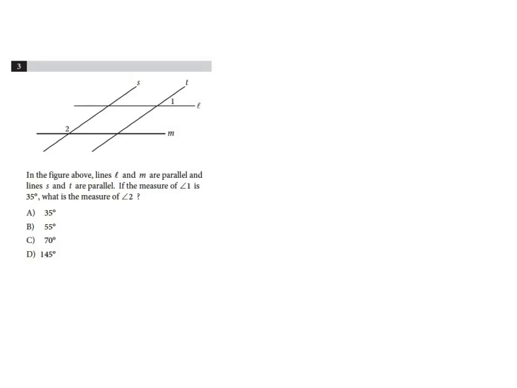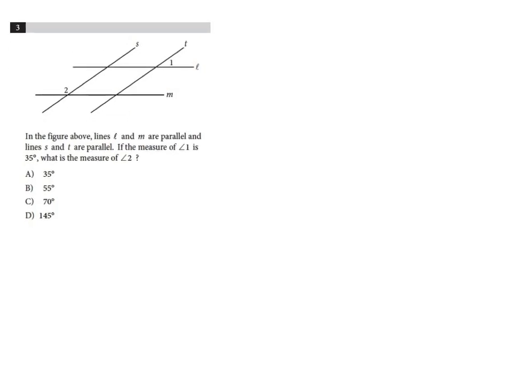Next problem, number 3. Looks like we've got a couple parallel lines. In the figure above, the lines L and M are parallel, and S and T are parallel. So we have some transversals. If the measure of angle 1 is 35, what is the measure of angle 2? Okay, so this is 35 degrees here.